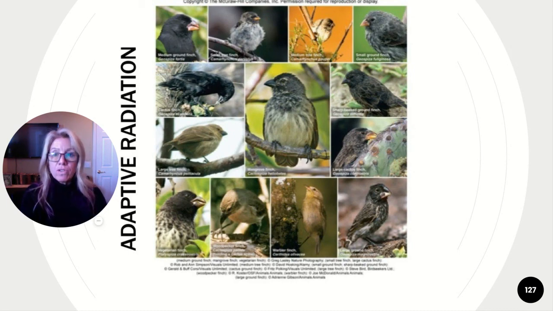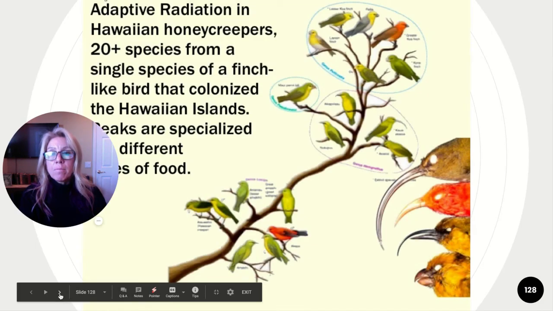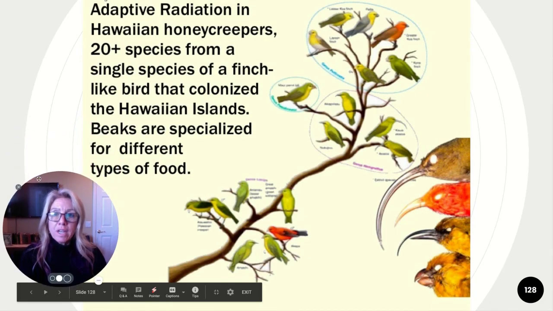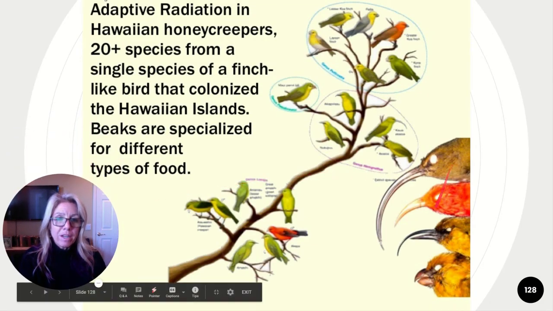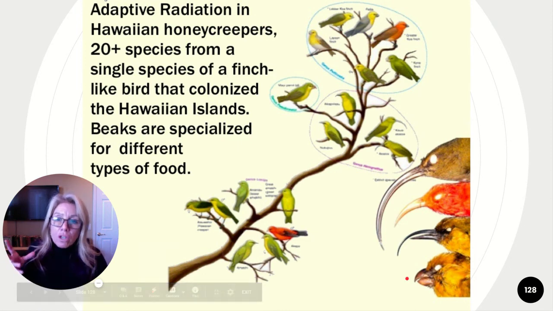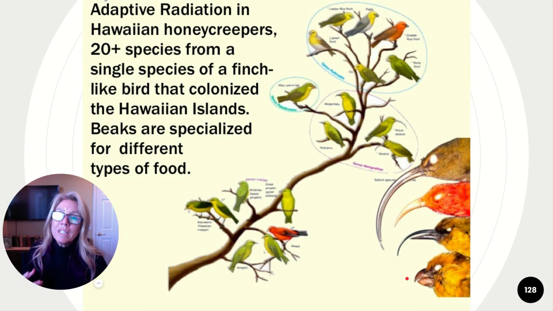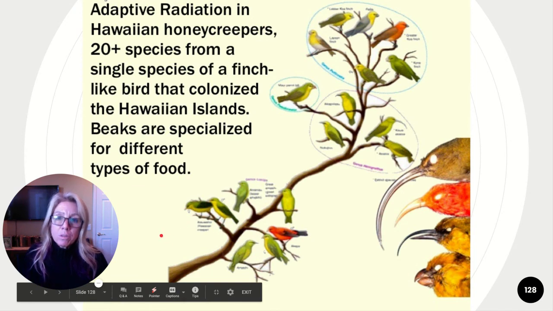Think Darwin's finches or what's called the honey creepers. So here I've stacked some honey creeper heads up for you right here. You can look at the variations in the beak. And this one is an even larger radiation that has 20 different species coming from an ancestral species on the Hawaiian Islands. So their beaks are specialized for their different types of food.